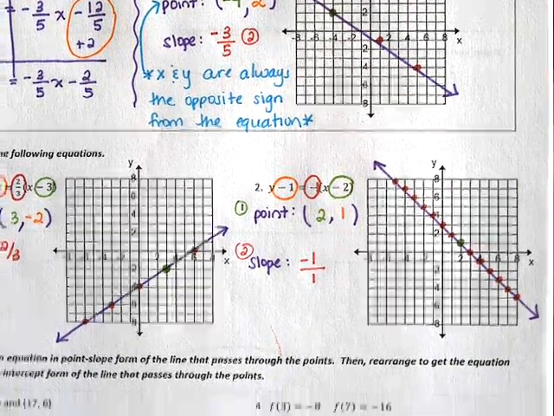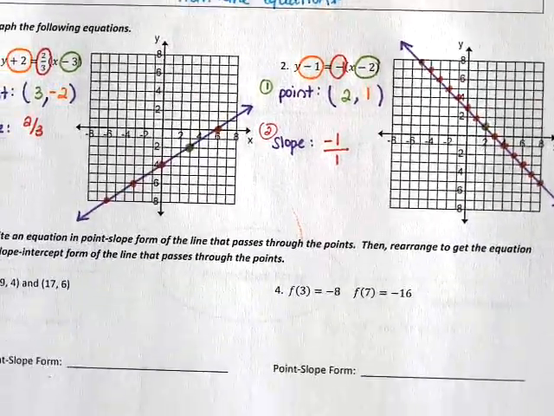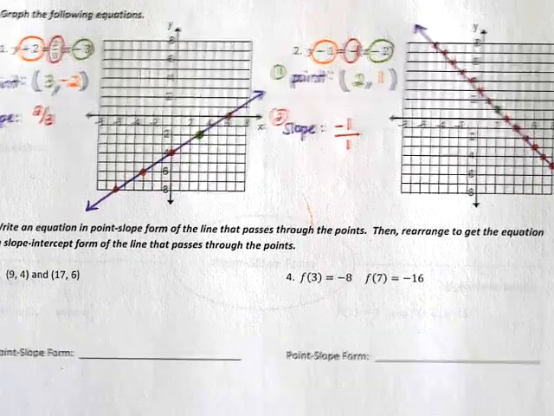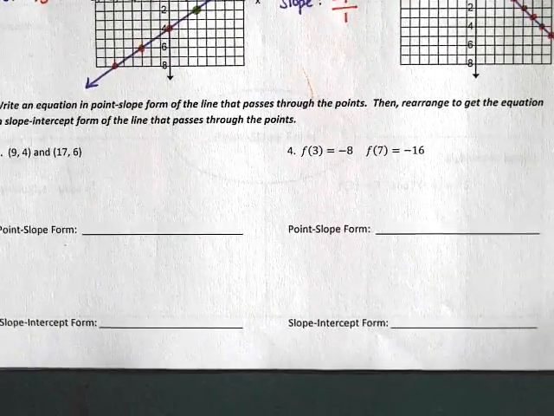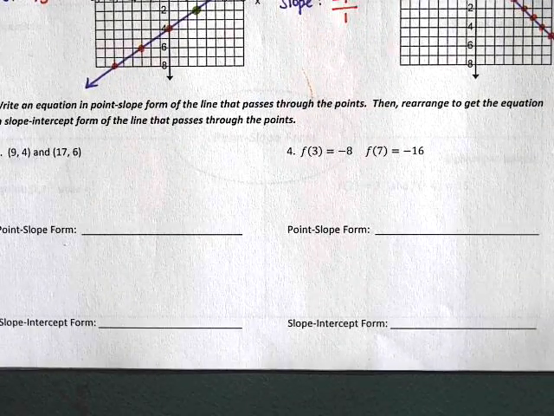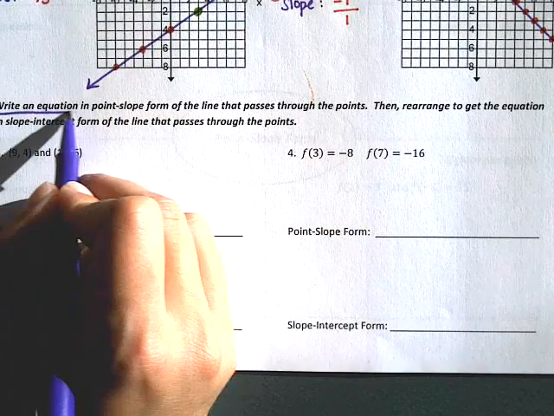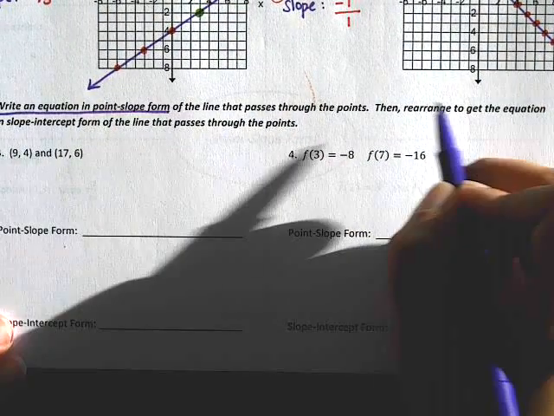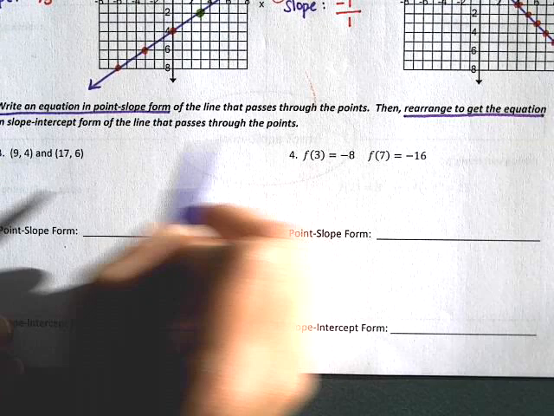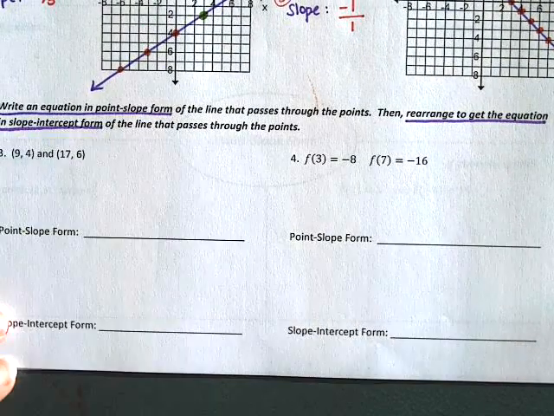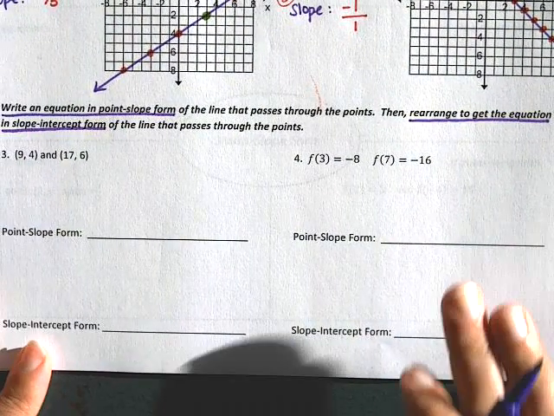Okay, now, there's one other type of problem that you might see when you have point-slope form. Here's what the directions say. Write the equation in point-slope form. Then rearrange to get the equation in slope-intercept form.